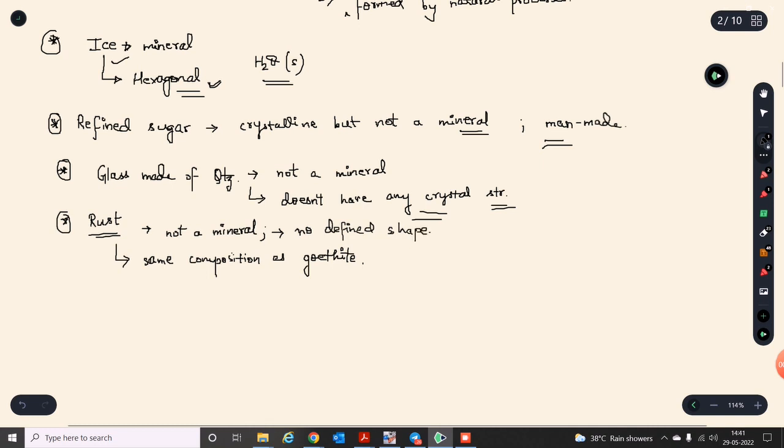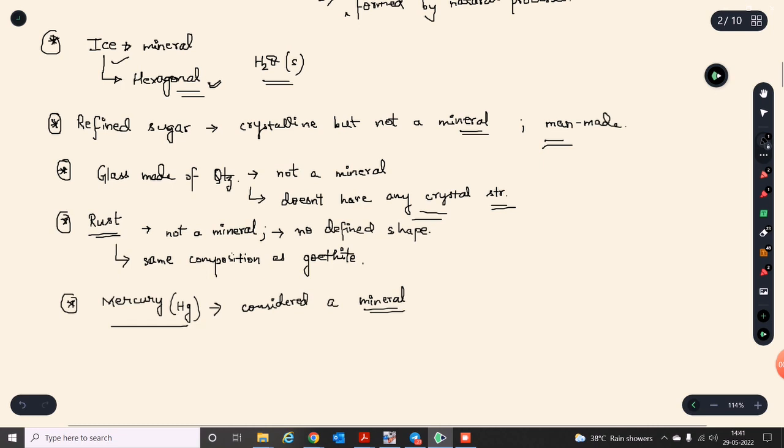No defined shape. Okay, but there is an exception here, that is mercury. Mercury, whatever you pronounce it as. It is considered a mineral even though it is a liquid. Considered a mineral, mercury, even though it is liquid at normal temperature.